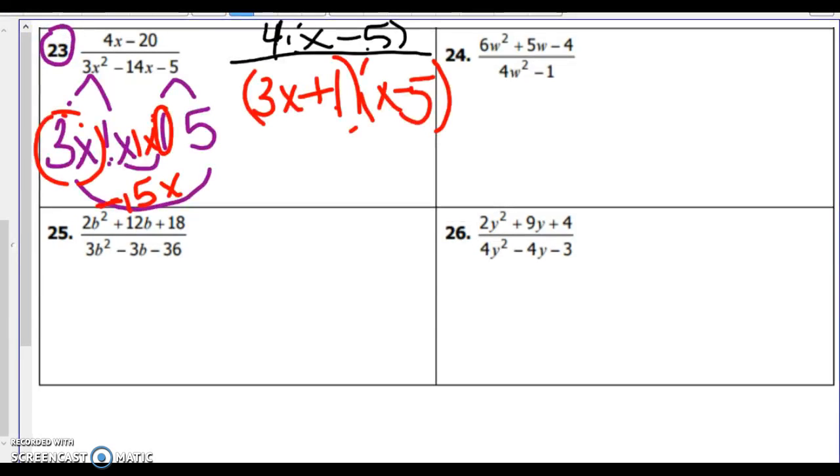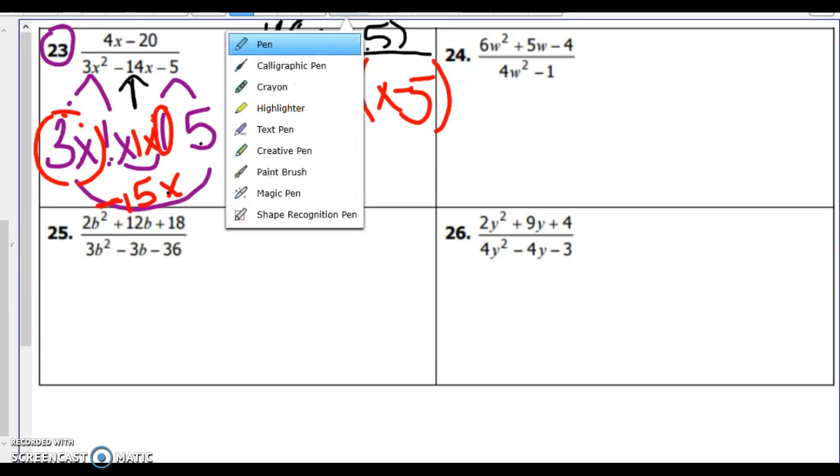All right, the top breaks down into 4 times the quantity of x minus 5. The bottom breaks down into 3x plus 1 and x minus 5. How come? Because 3x times 5 gives me 15x. 1x times 1 gives me 1x, and I need to come up with negative 14. So I get the negative with the 5, positive with the 1. All right, now there's going to be 2 excluded values here.